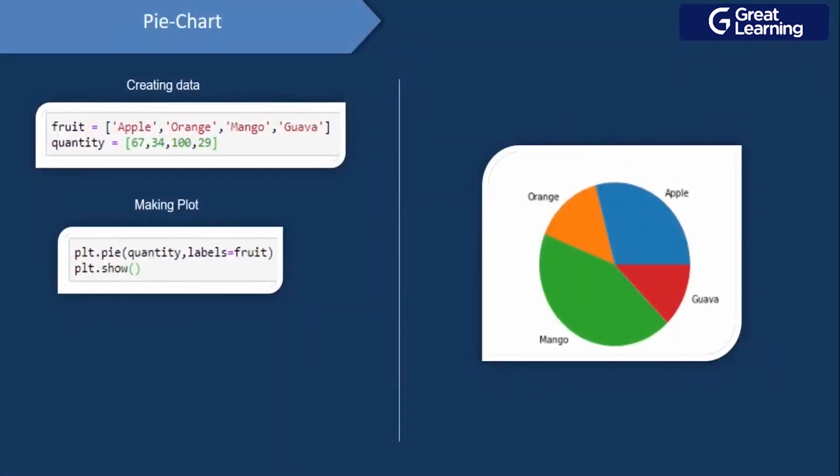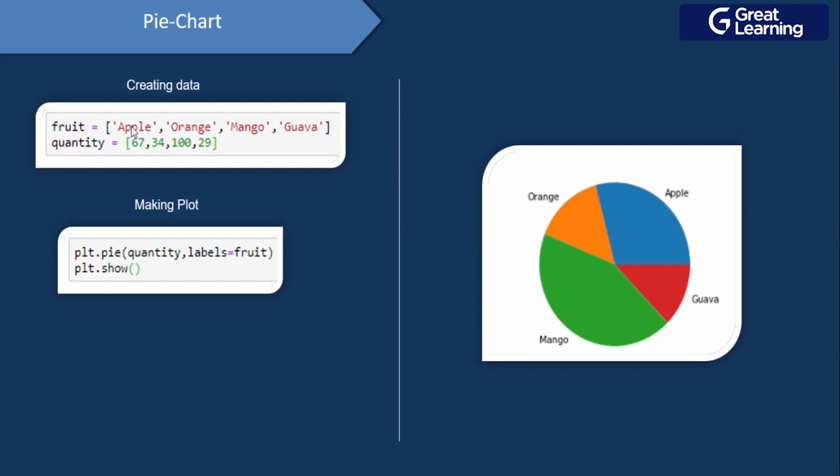And after the Violin Plot, we'll have the pie chart. And pie chart again helps us to understand the frequency or percentage of different categorical values. So here we have 2 lists. The first list comprises of all of the names of different fruits. So we've got apple, orange, mango and guava. Then in the second list, we've got the quantity of these fruits.